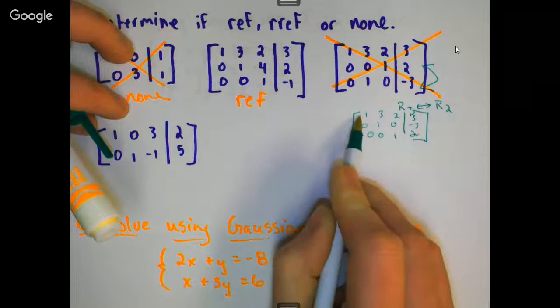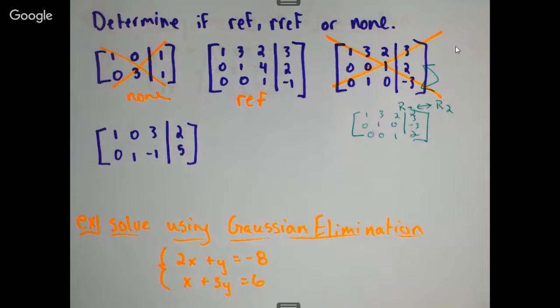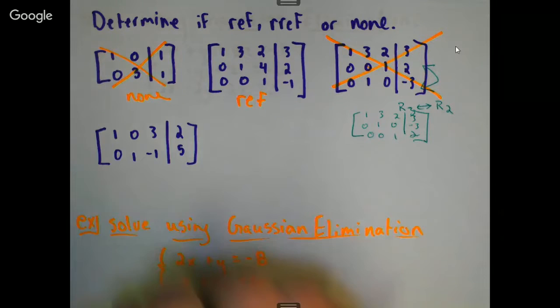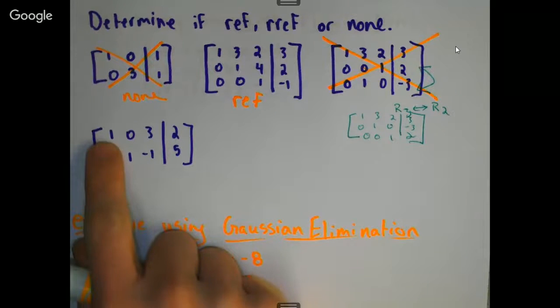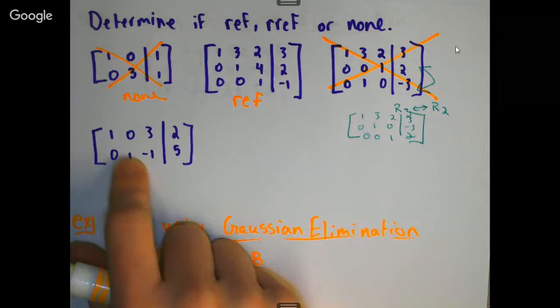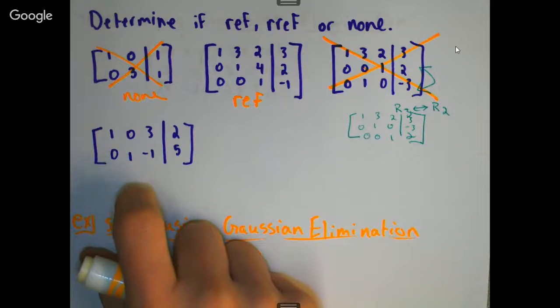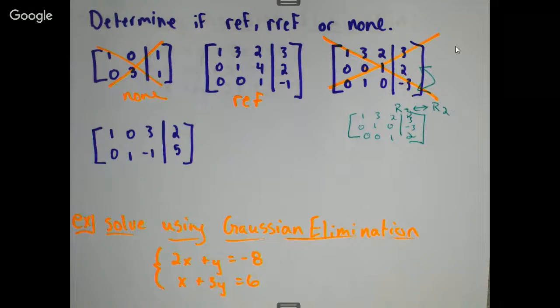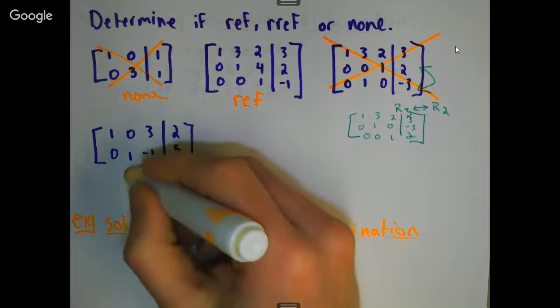Okay, so now we've got our diagonal ones, we've got numbers below it. So now it is an REF matrix. This one, we've got a 1, 0 under it. I go to the next spot, a 1, no zeros under it because it's the last one. So this is definitely REF.